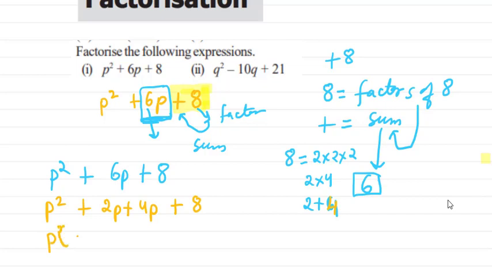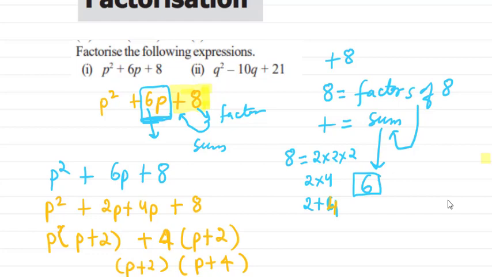Now from the first two terms you can take p common, so you'll get p plus 2. From the last two you can take 2 common, so you'll get p plus 2. Now you see p plus 2 is common. So you'll get p plus 2 and p plus 4. So that's the answer.